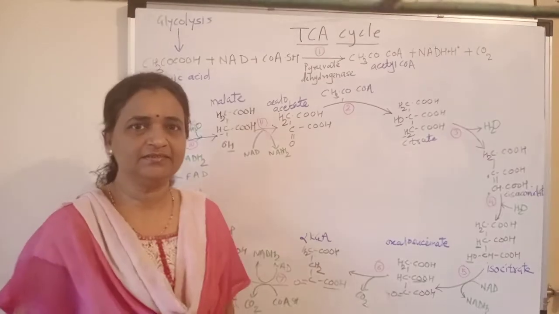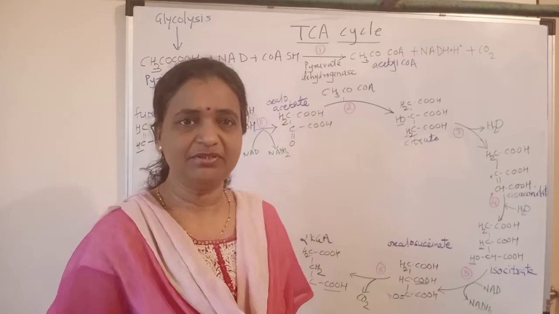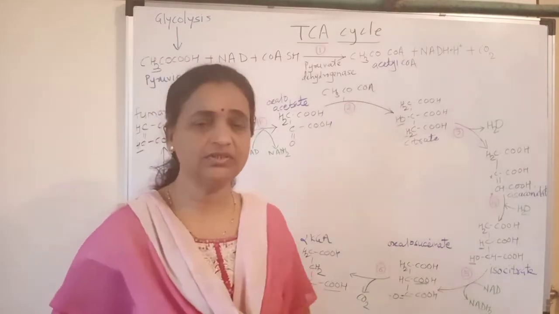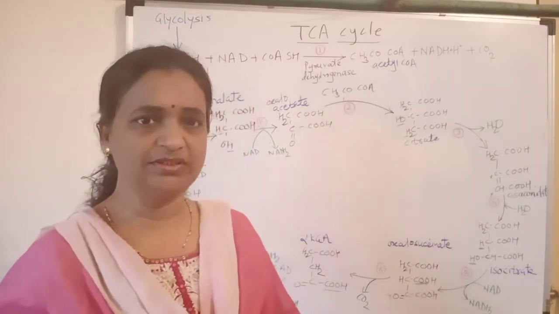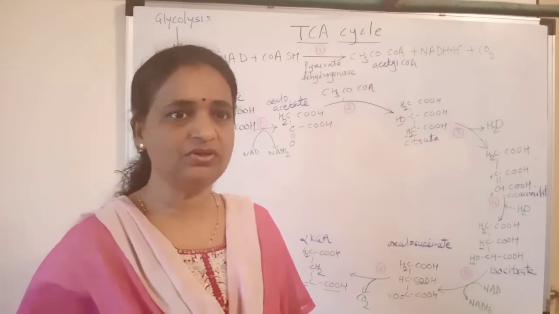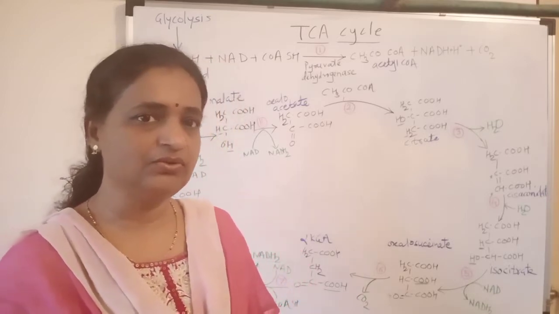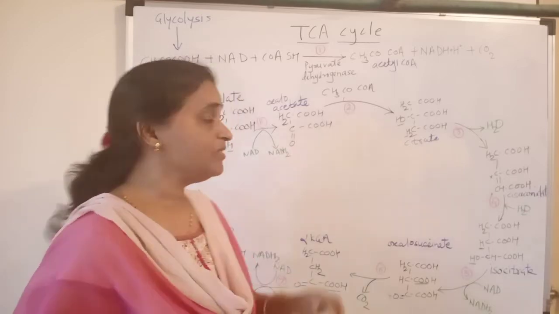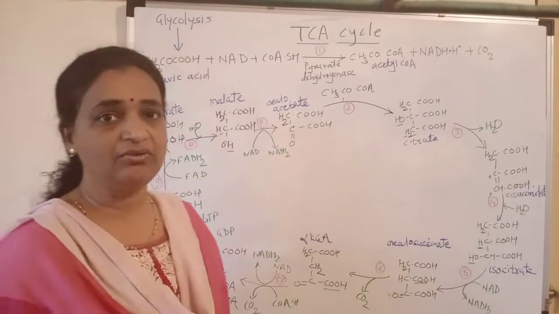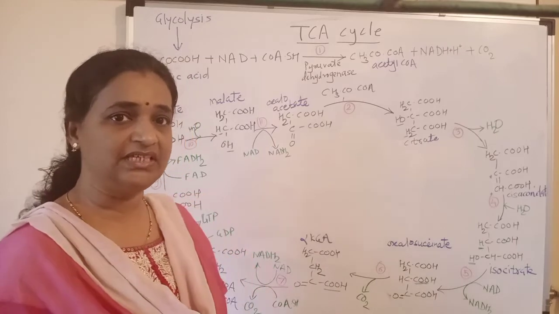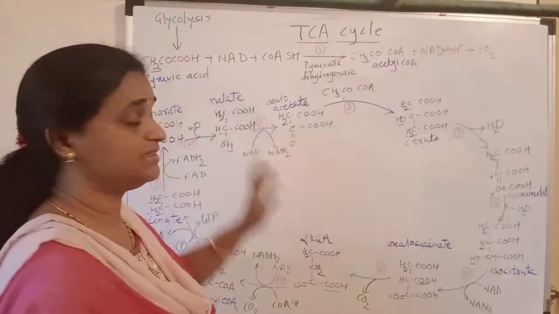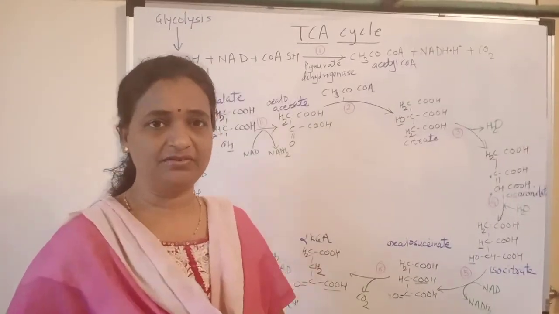Hello friends, hope you enjoyed my previous video and understood the way of glucose catabolism by glycolysis. What happens when a single glucose enters glycolysis? We studied that the end product of glycolysis is pyruvic acid. Now what is the fate of pyruvic acid?